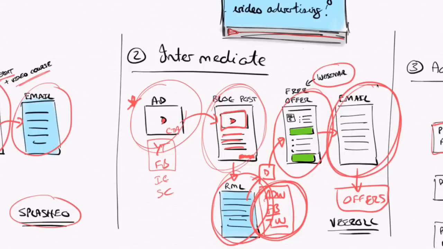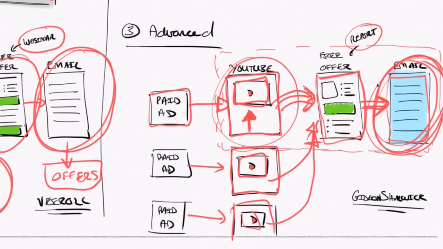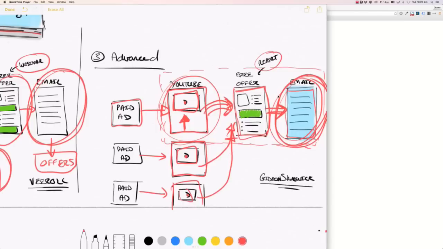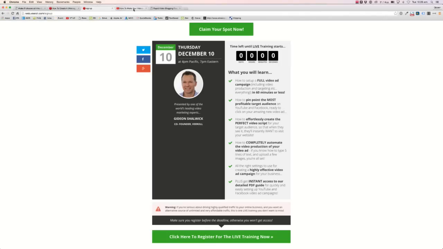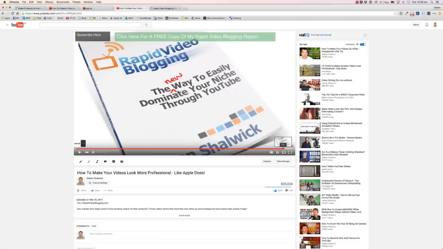So let's have a look at this final example now, this more advanced one. The way this would work, if we go over to our screen again, is that it all starts here with video content on YouTube. Here's an example of a video that I've created in the past that shows you how to create professional looking videos. Then at the end of the video, if we zoom out towards the end, you'll see there's a nice call to action that tells people about a free report that I've created.